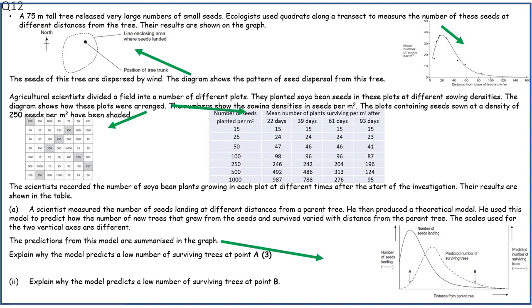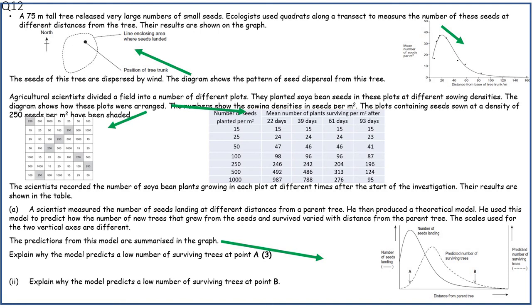Question 12. A 75-metre tall tree released very large numbers of small seeds. Ecologists used quadrats along a transect to measure the number of these seeds at different distances from the tree. Their results are shown on the graph. The seeds of the tree are dispersed by wind. The diagram shows a pattern of seed dispersal from this tree.